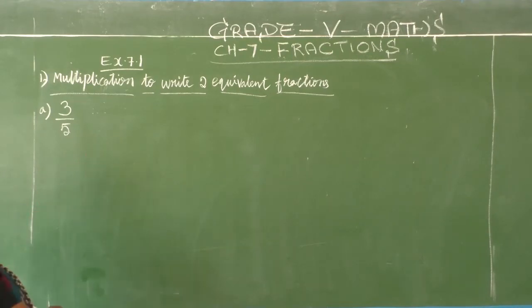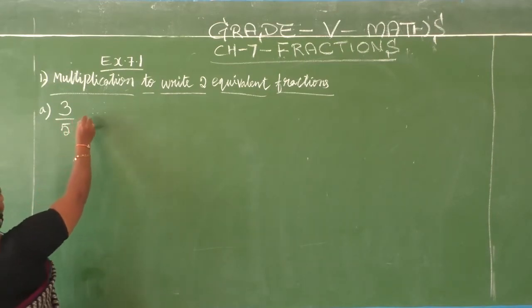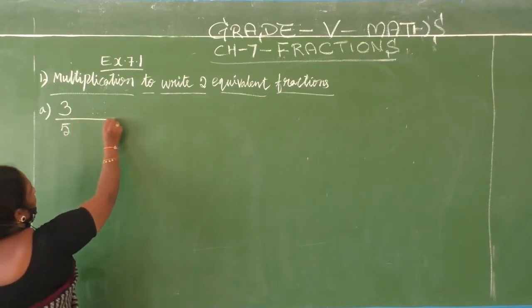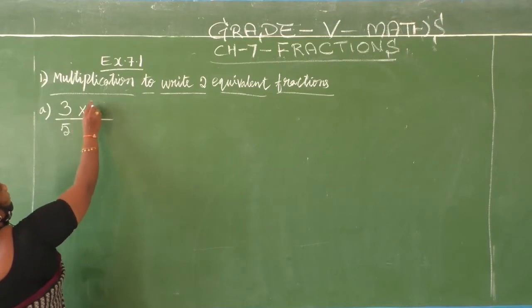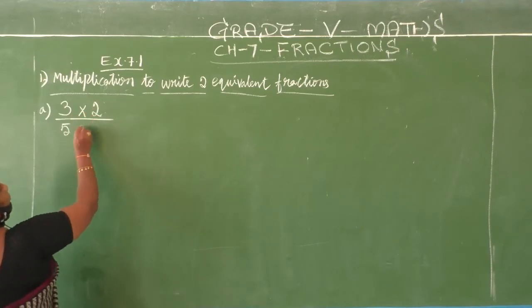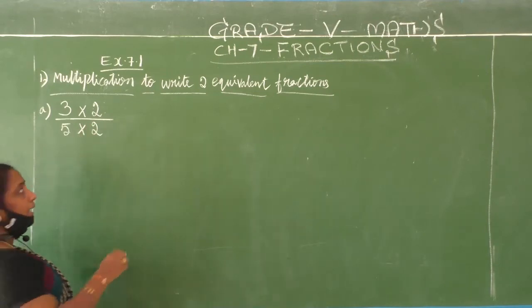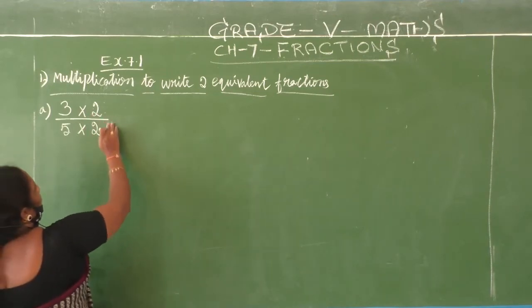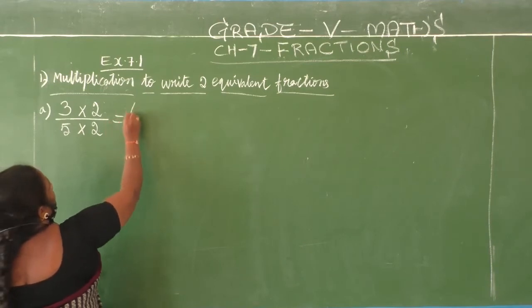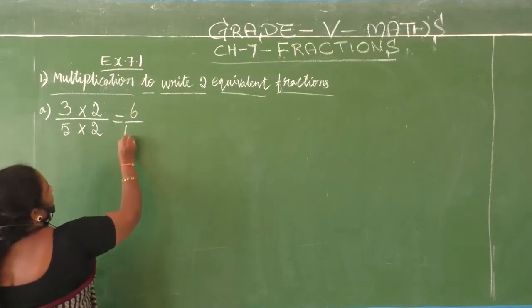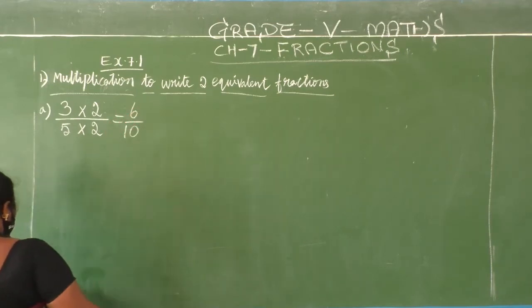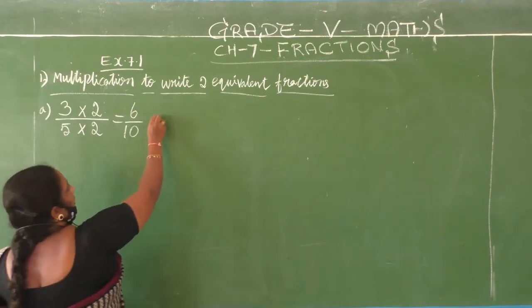Okay, see now they gave the sum 3 by 5. Now I am going to multiply this number by 2 by 2. Equivalent means we have to multiply the numerator and the denominator with the same number only. So first I am going to take 2 by 2. 3 2s are 6, 5 2s are 10. See, 6 by 10 is an equivalent fraction.